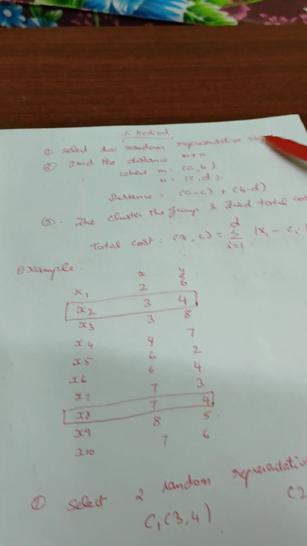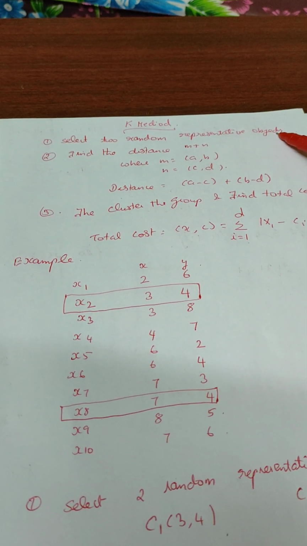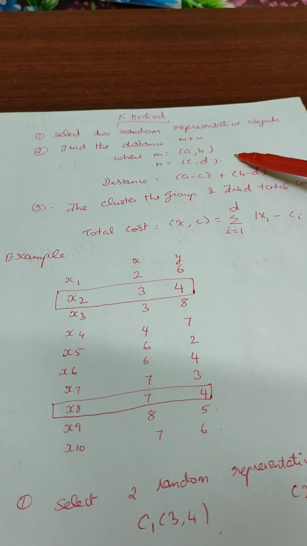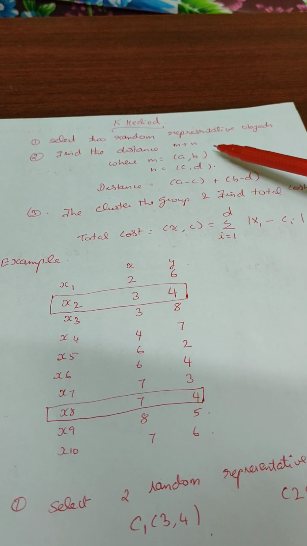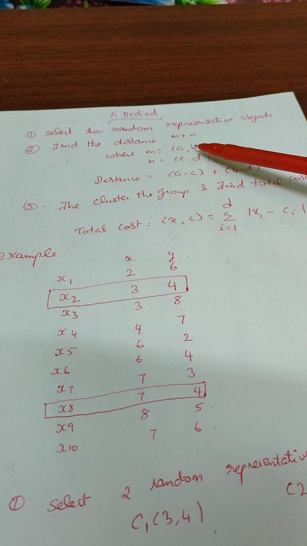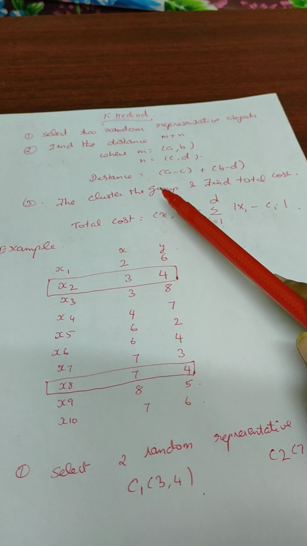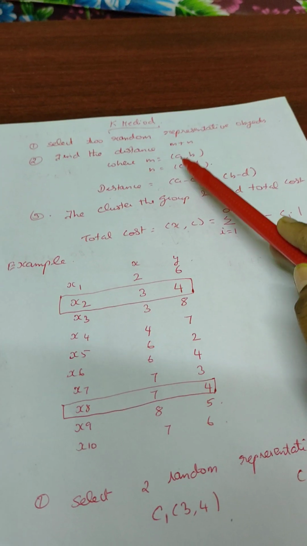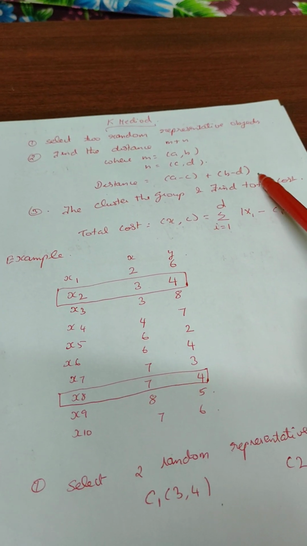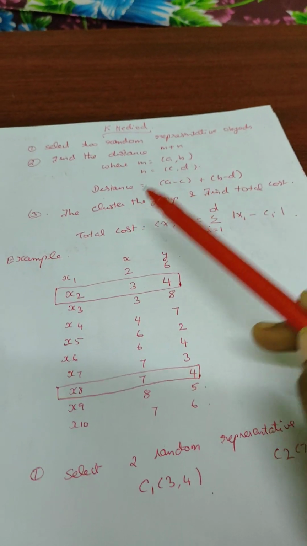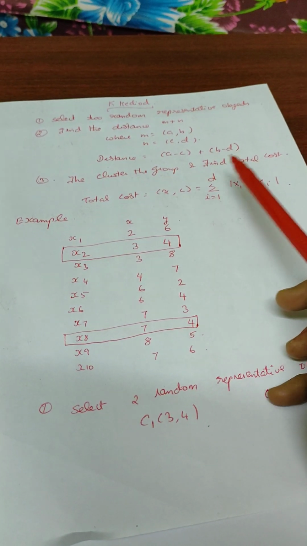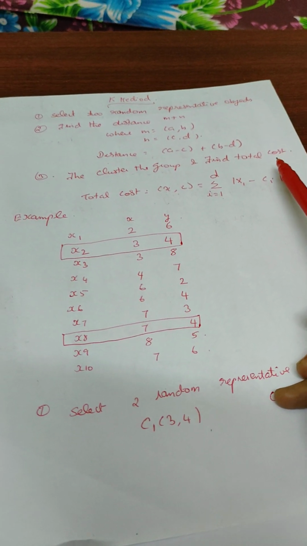The first step is to select the random representative of objects. The second step is to find the distance between m and n, where m is equal to (a, b) and n is equal to (c, d). So how do you find the distance measure? Distance is equal to |a minus c| plus |b minus d|. After finding the distance measure, you have to cluster the group and find the total cost.